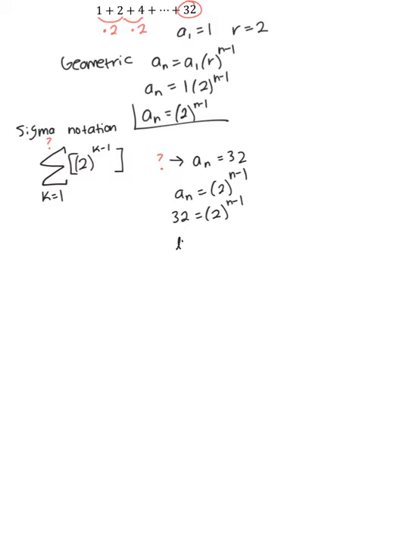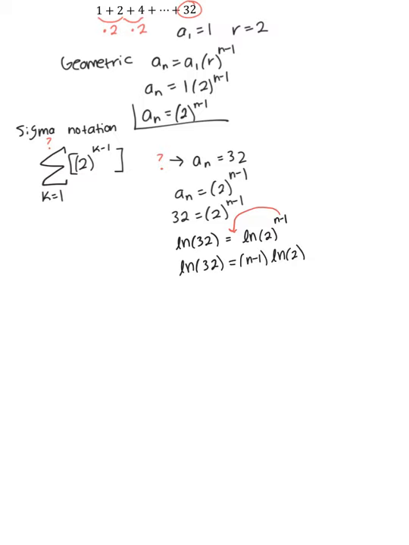So I'm going to take the natural log of 32 and the natural log of 2 to the n minus 1. I'm going to use the power rule and bring that n minus 1 to the front. So power rule is a property of logarithms. If you take calculus, you will be using it quite a bit.